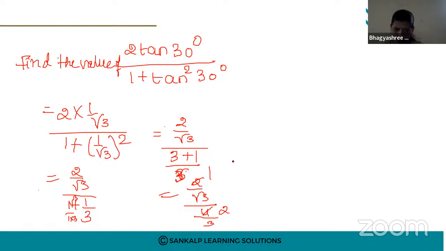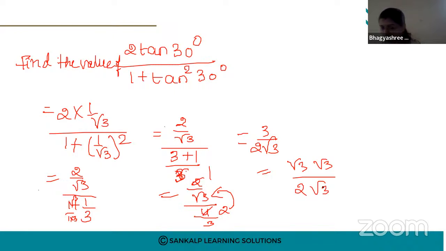So transfer this 3 to this side. That is 3 divided by, transfer this 2 to this side, 2 into root 3. Therefore, answer is 3 divided by 2 into root 3. Okay. So to simplify, I will write this 3 as root 3 into root 3 divided by 2 root 3. So root 3 will get cancelled. So root 3 divided by 2, or you can keep it as it is, 3 divided by 2 root 3. Both are correct. Okay. Next.